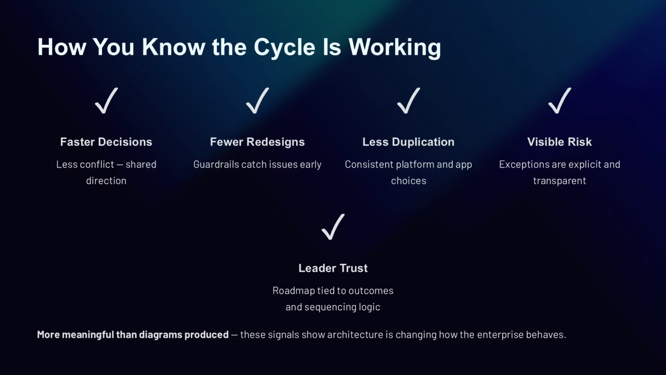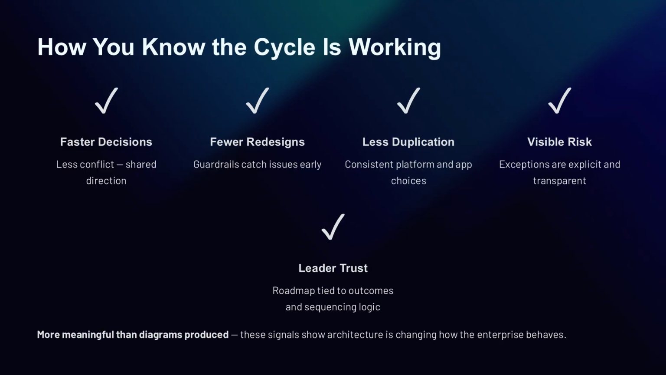Now that you have seen the cycle in action, you need to recognize what success looks like. The cycle is working when decisions are made faster with less conflict because stakeholders share the same architecture direction. It is working when delivery has fewer late redesigns because guardrails and compliance checks happen early. It is working when duplication reduces because application and platform choices are more consistent.